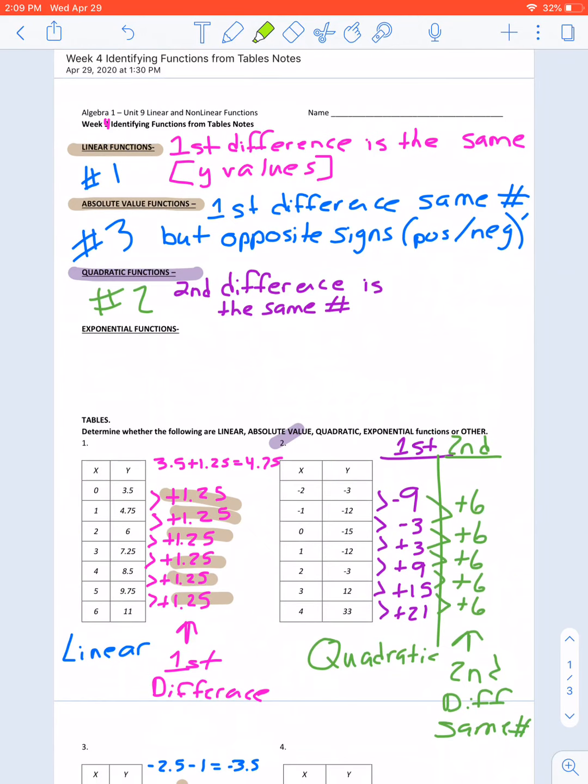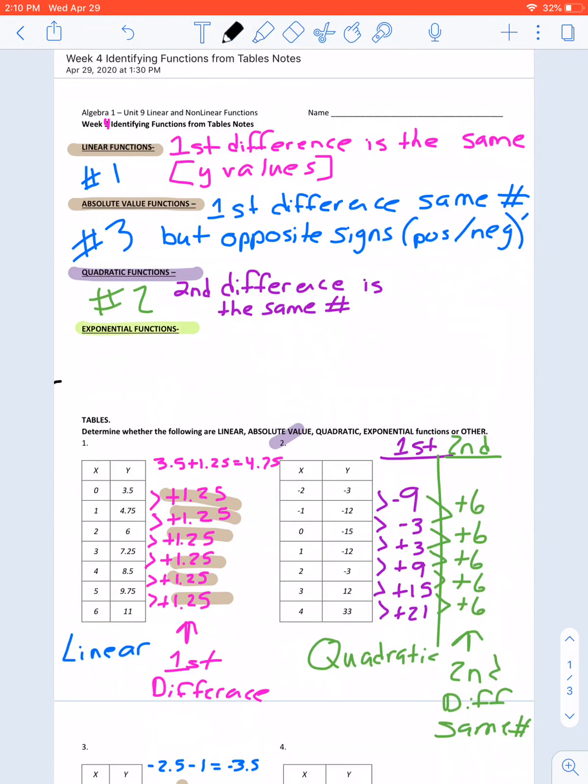By now in your homework you should have all your linears done, all your absolute values done, all your quadratics done, and then you have the rest of these tables where none of the first differences are the same, or second differences, and they're not absolute value. What do I do? Well, they could be an exponential function. That's what we're going to talk about today. Or they could be another. So let's talk about it.